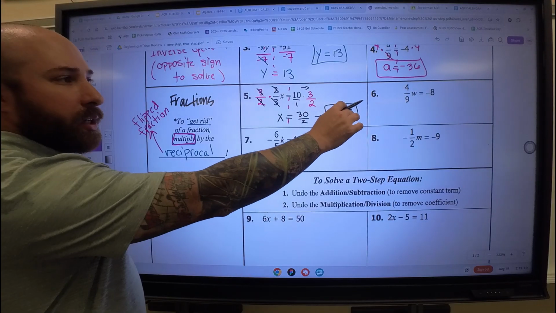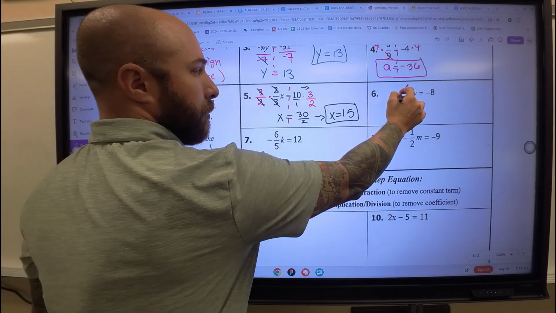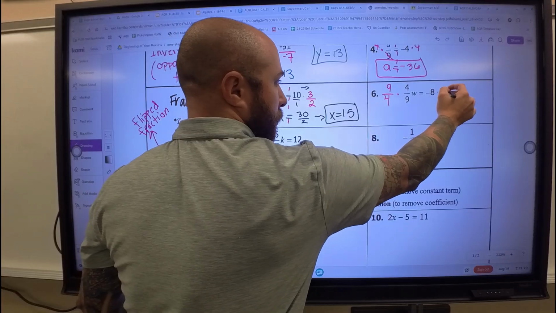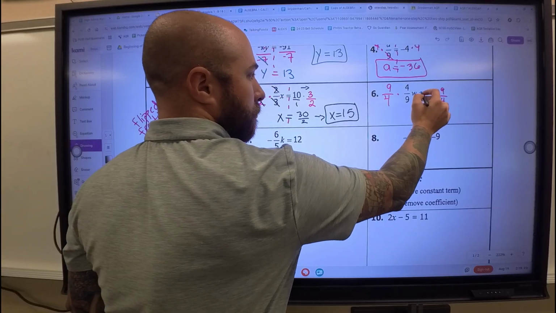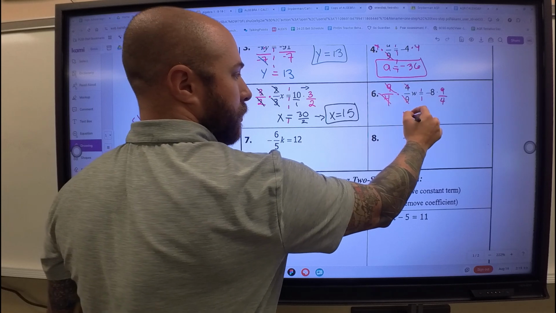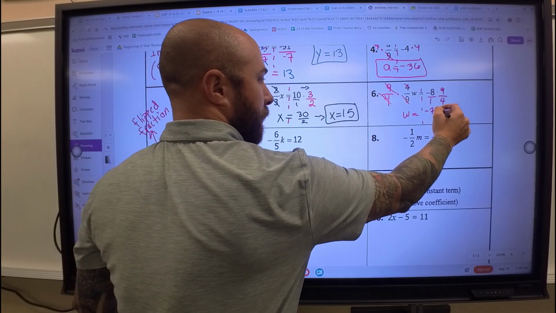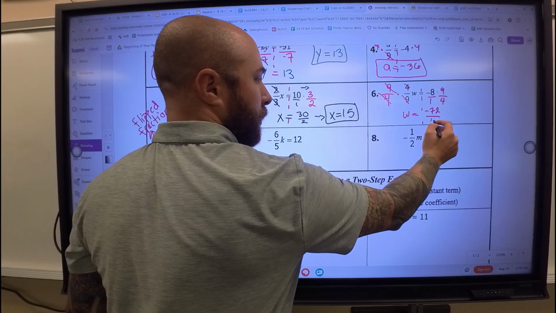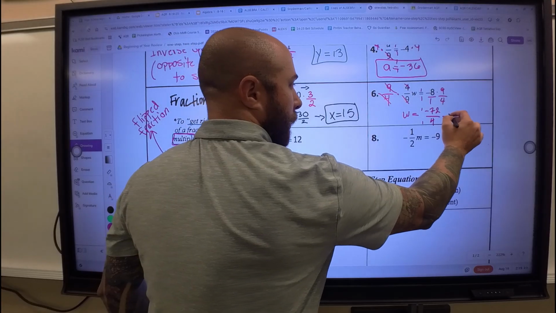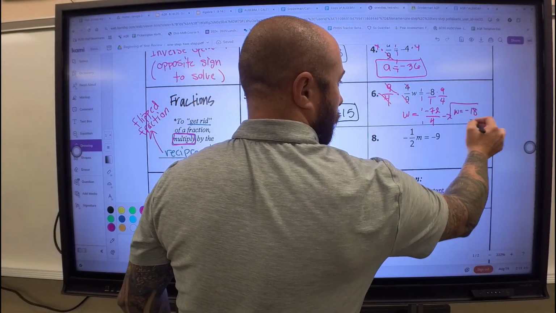Same thing with number 6. We have 4/9 w equals -8. Multiply both sides by the reciprocal of 9/4. The 9's cancel, the 4's cancel. -8 times 9 is -72. 1 times 4 is 4. And we have -72 over 4. Leaves us with w is equal to -18.